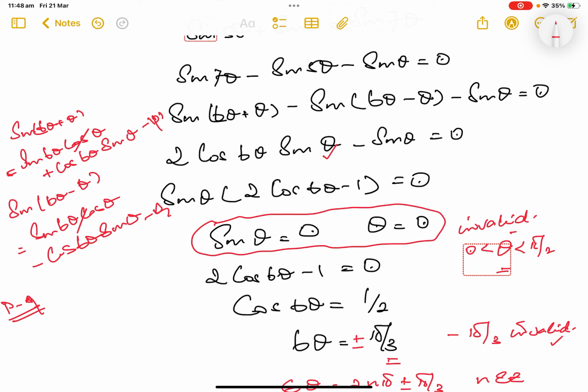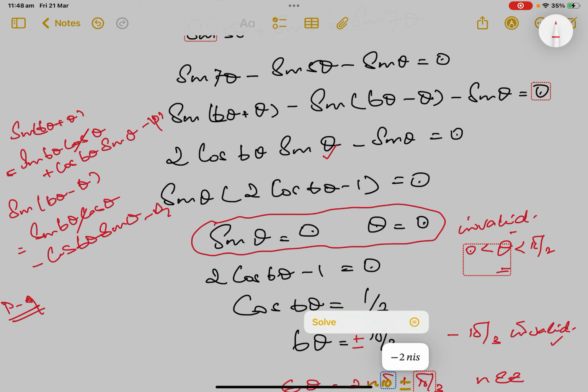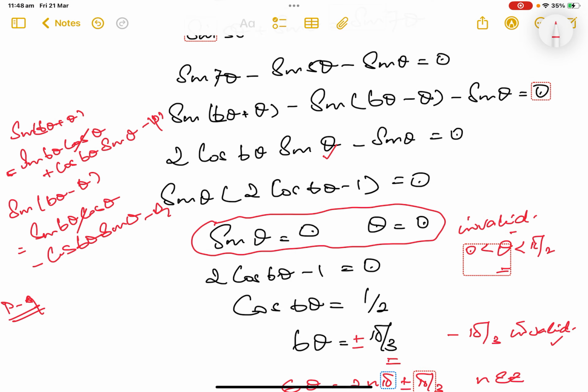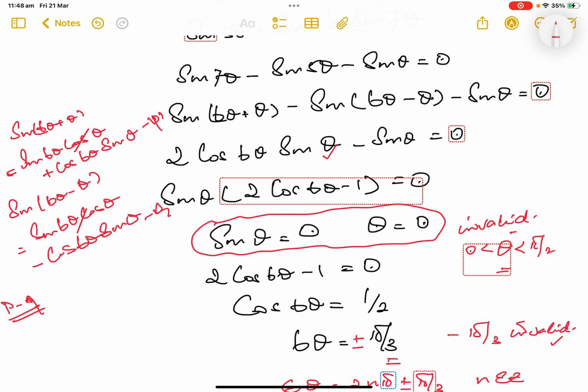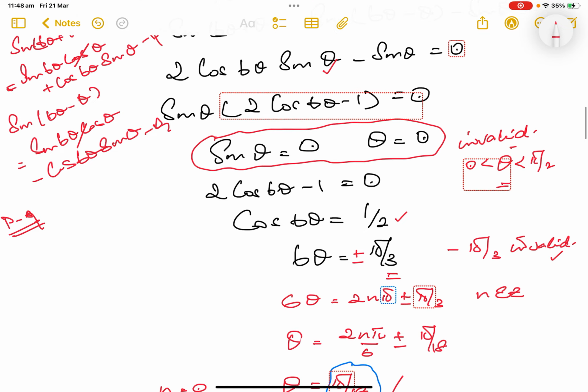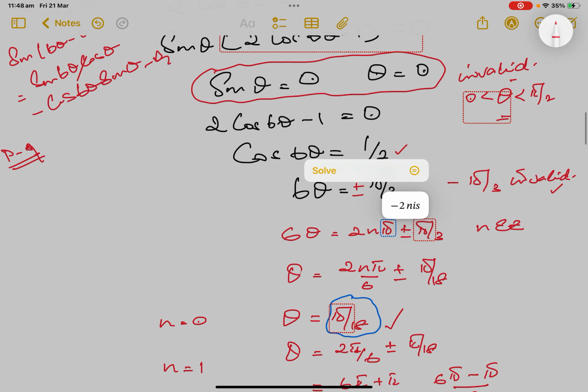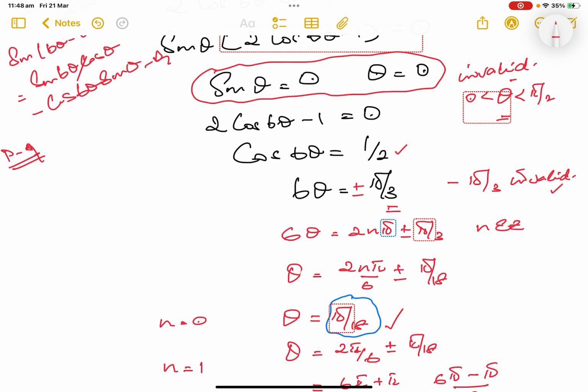So there are two values we can get. Sine theta equals 0. From that, theta equals 0. That is invalid because theta is greater than 0. Therefore, that's invalid. The only value we have is 2 cos 6 theta equals 1. From that, cos 6 theta equals half. Cos value half is pi by 3, positive or negative pi by 3.